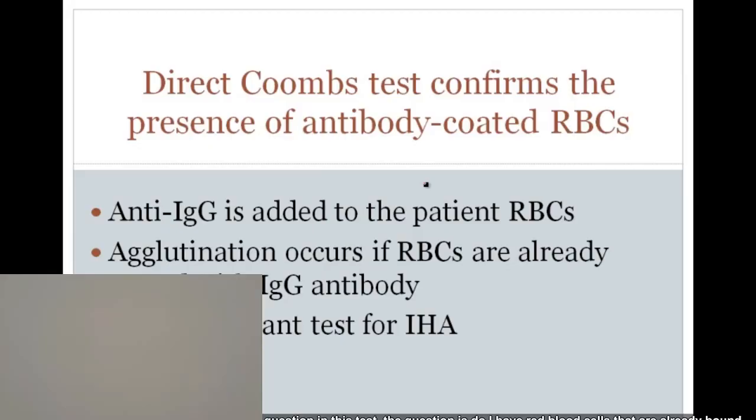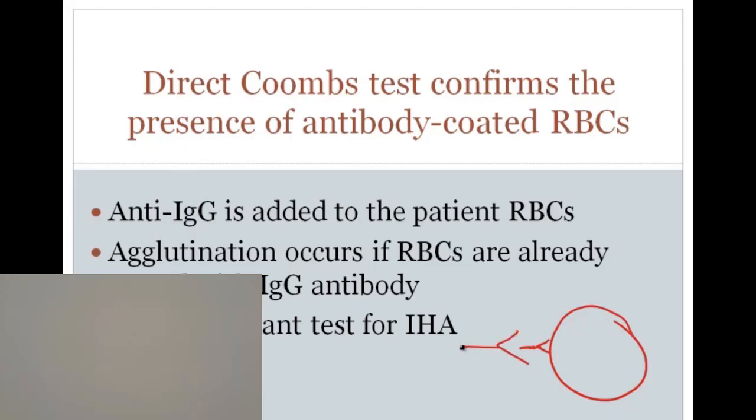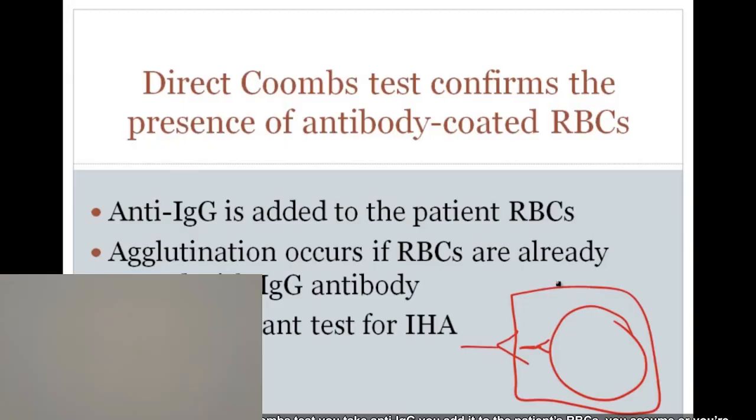And so what's the question in this test? The question is, do I have red blood cells that are already bound by IgG? So you've got these red blood cells, and they're already bound by IgG, and you're asking the question, are these present? So what you do is you introduce another antibody against IgG, and if this exists, then that will cause agglutination. It'll cause the red cells to pile up and precipitate out. So that's the direct Coombs test.